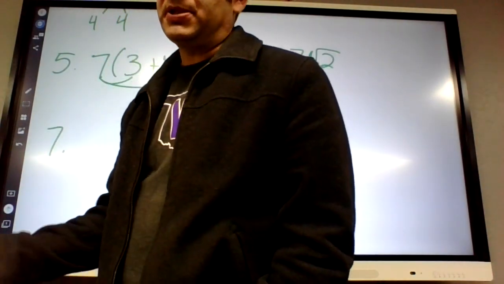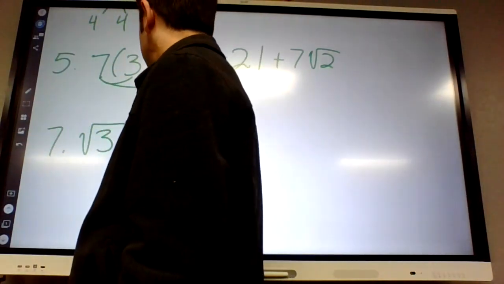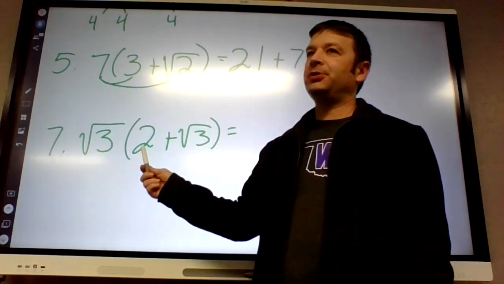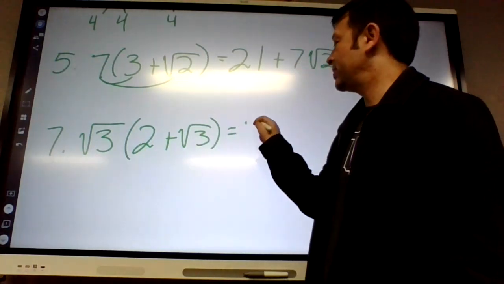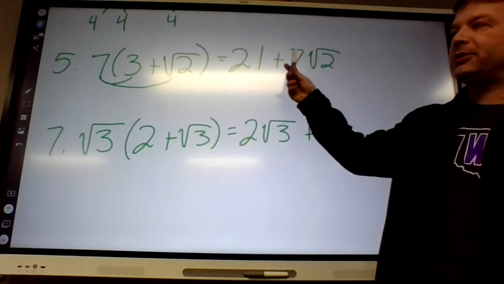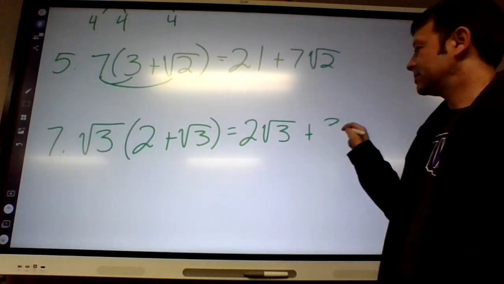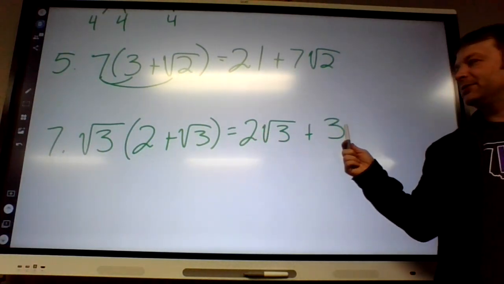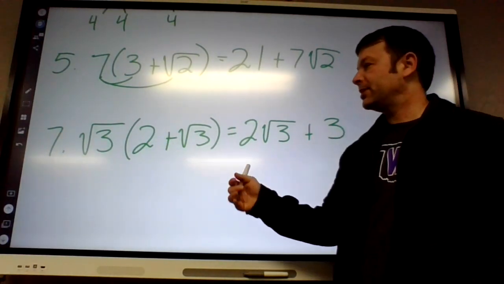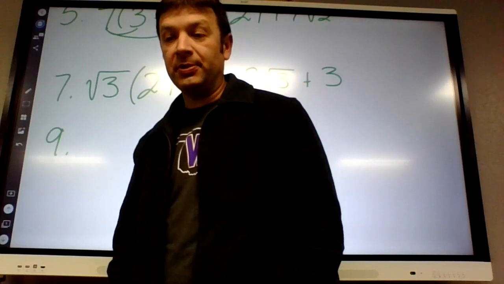Number 7 is a lot like 6. I'm just wondering what the x is. Okay, what's square root of 3 times 2? 2 square root of 3. No, they don't mix. Okay, don't mix. What's square root of 3 times square root of 3? 3. Do these mix, add together? No. If they did, we would have done it in the parentheses, but they don't. That's kind of what we were talking about yesterday, this adding and subtracting square roots.